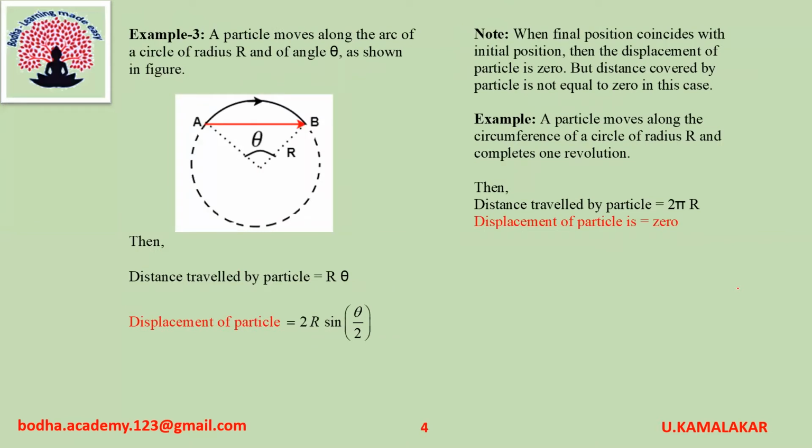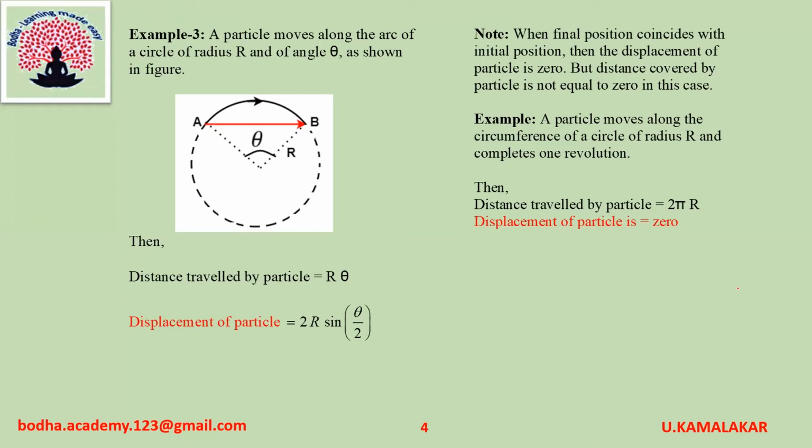Example 3. A particle moves along the arc of a circle of radius r and of angle theta as shown in the figure. Then the distance traveled by the particle is equal to r theta. Displacement of the particle is equal to 2r sin(theta/2).